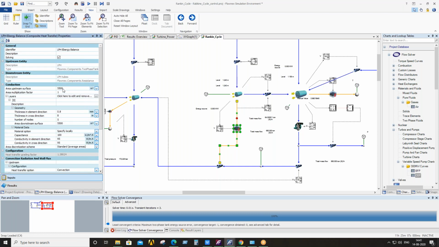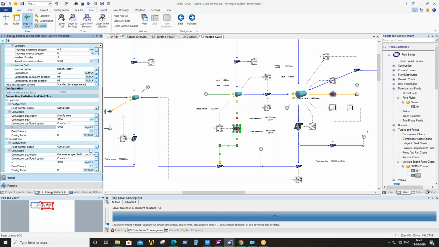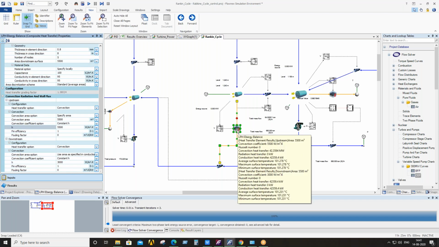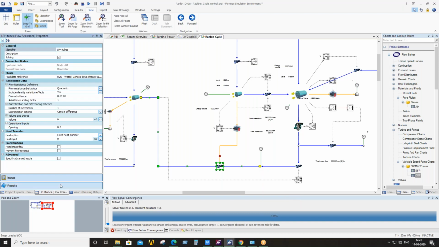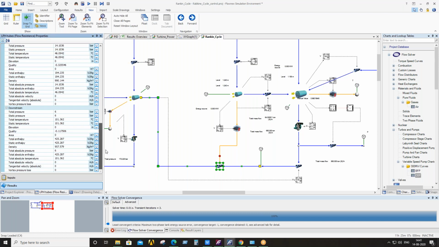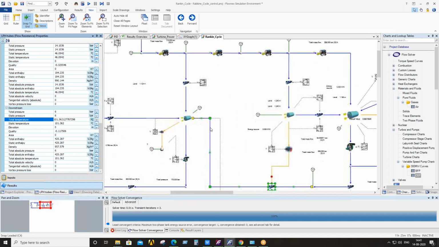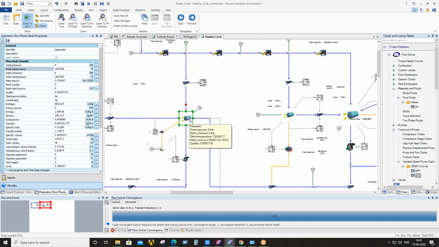Again, we specified all the areas, conduction elements and convection elements within these elements, and after getting the heat, it increases the condensate temperature. Here you can see the discharge temperature of the CP is around 46.0942 degrees Celsius, and after gaining heat, our temperature rises to 101.36 degrees Celsius. So this elevated temperature fluid goes to the deaerator.